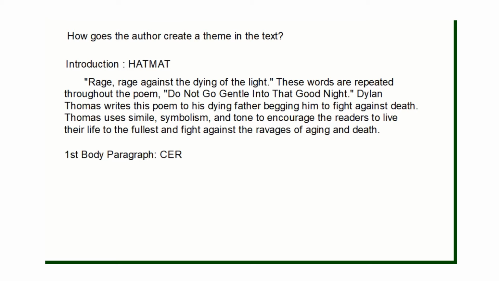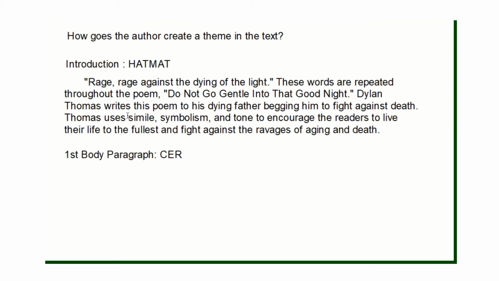Rage, rage against the dying of the light. These words are repeated throughout the poem. Do not go gentle into that good night. Dylan Thomas writes this poem to his father, begging him to fight against death. Thomas uses simile, symbolism, and tone to encourage the readers to live their life to the fullest and fight against the ravages of aging and death. So there's our introduction. Today we're going to write about simile.